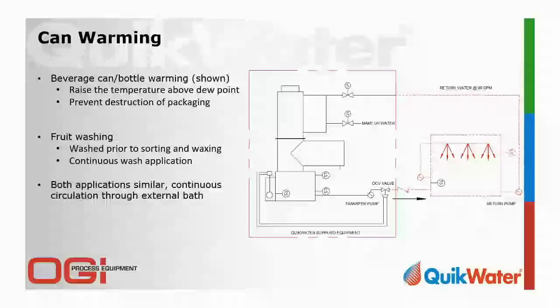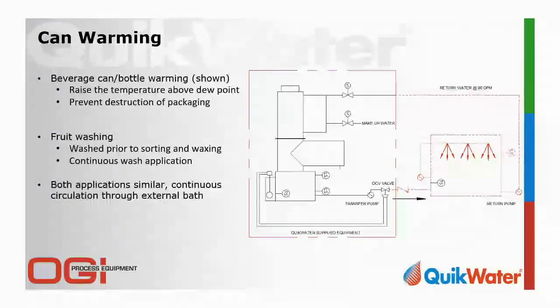Another similar application to this is fruit washing. This application has been very successful in the Northwest, particularly for apple washing, where we have units still operating over 20 years later. Both applications are similar in that the heater is pumping into a large bath, which is circulated over the product. On the external bath, there is a pump returning water to the inlet of the heater, where it is rewarmed prior to being pumped back to the process. We monitor temperature both in the external bath and on the heater itself.